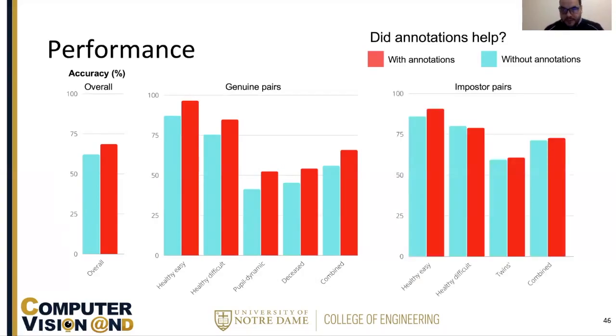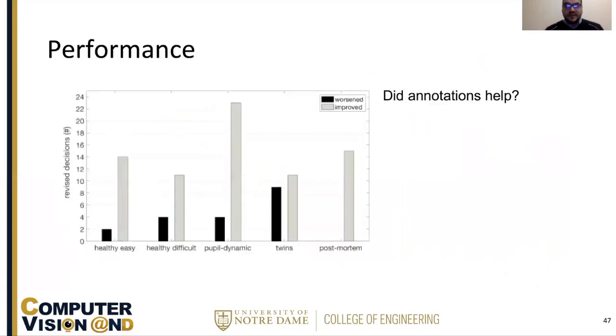With respect to imposter pairs, it was not so evident that annotations helped, or they did not have as much impact as with genuine pairs. In some cases, for healthy difficult, they even had kind of a tie, and they got worse by annotating. But what is interesting is the case of twins, which is really confusing for people. In many cases, as I'll show you next slide, people were right in the first session, and by doing annotation, they changed their mind and got it wrong. And we had the opposite: they were wrong in the first session, and after doing annotations, they got it right. This is what you're going to see in this graph.